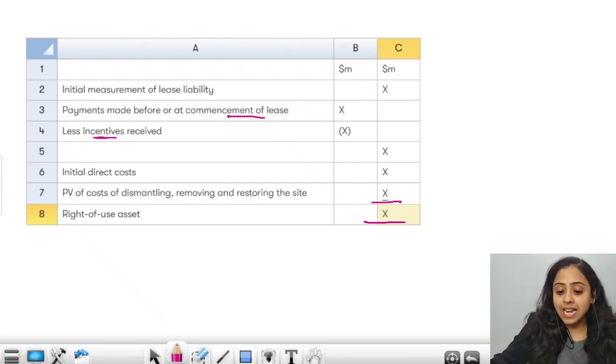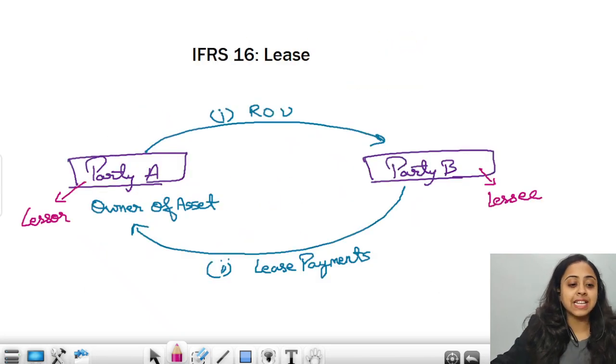Please understand, in the lease arrangement scenario, everything that has to be paid is by party B, that is the lessee. The lessee has to make all the outflows. The lessee has to make lease payments. But in contrast, if party A has made any payment, or party A is supposed to make any payment, then that is known as lease incentive.